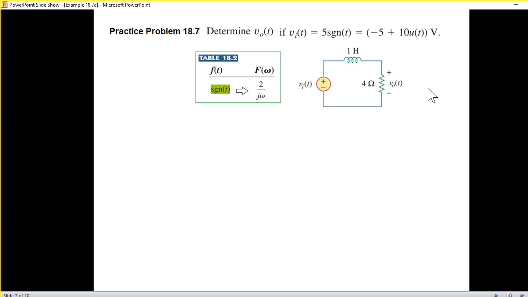One important point is that they have written this value SGN, called signum. 5 signum t is the input, and he has also written its value in terms of minus 5 plus 10 u(t). So I'll explain this a little bit. Let's see the frequency domain representation of signum. It can be represented as 2 over j omega. You could have also converted this individually and you'll get the same answer.